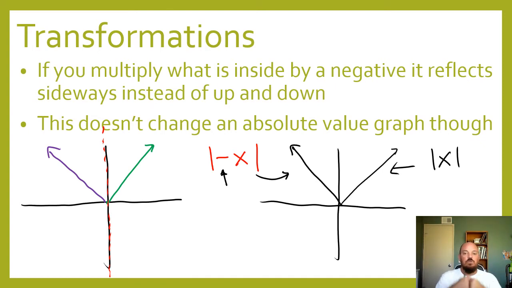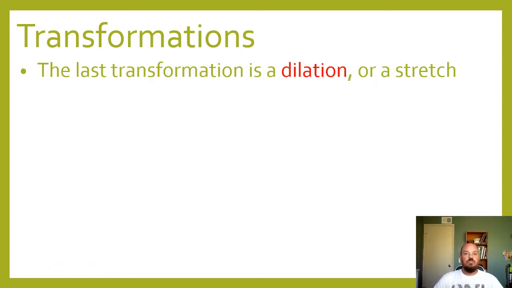And then this one on the screen right now. When you multiply by a negative inside the function, it flips from left to right. All right, so that's two transformations. The last one is called a dilation, or what I like to call a stretch.